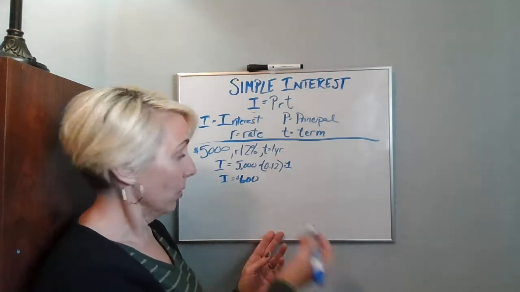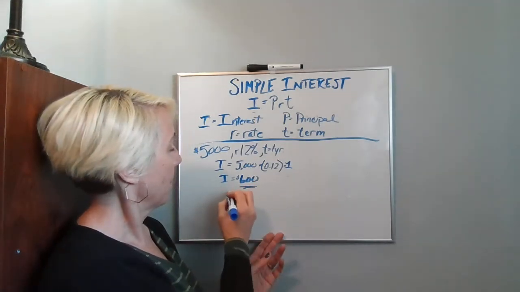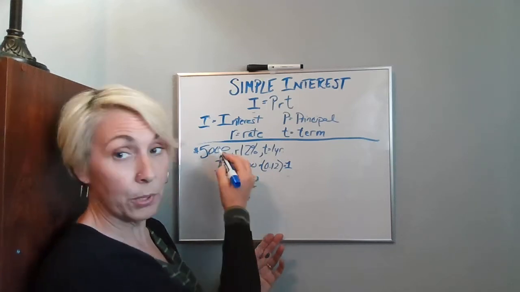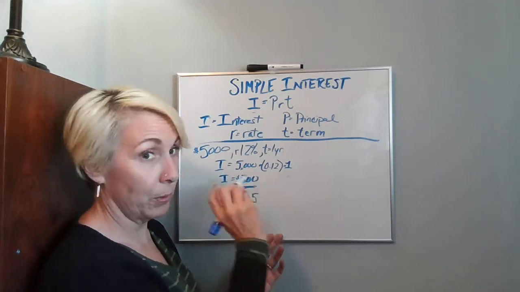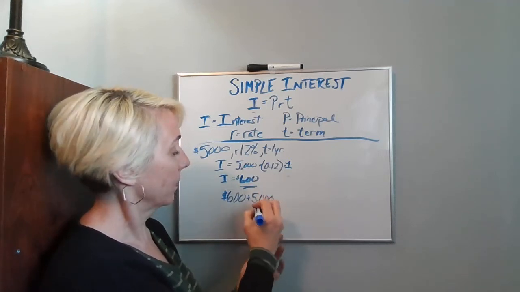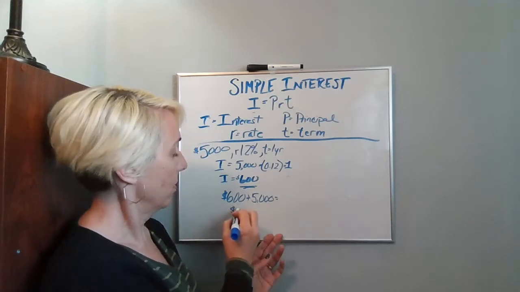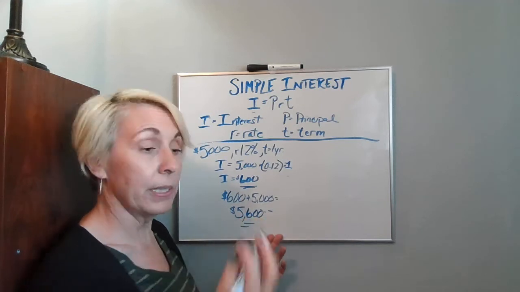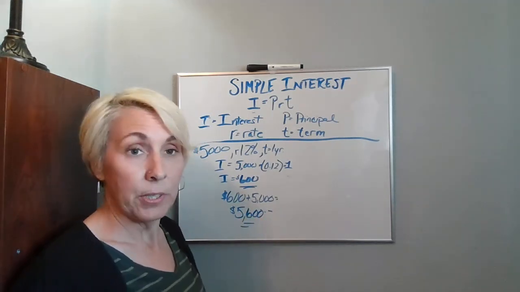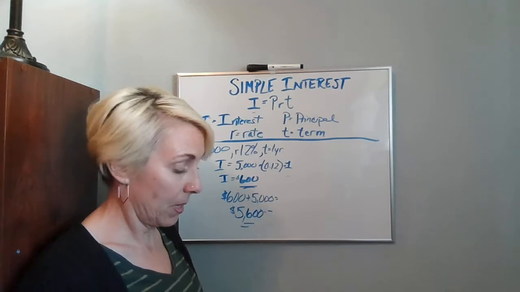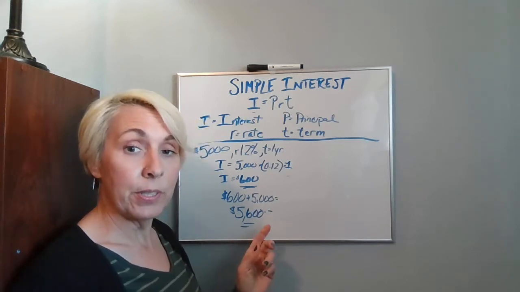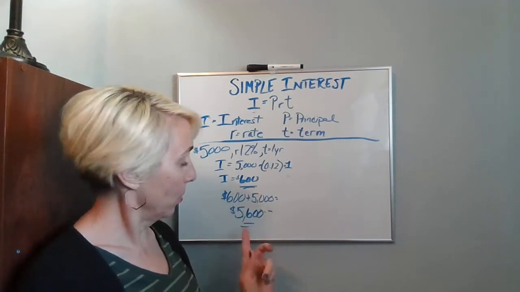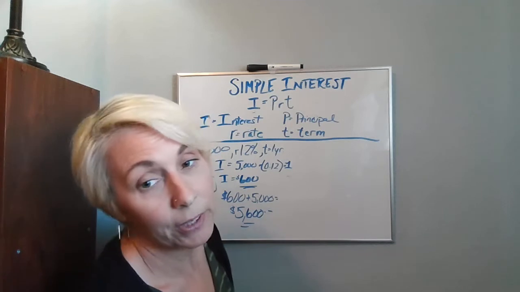So at the end of the year, if you add your interest, which is $600, to your principal amount, if you have not withdrawn anything, this equals out to $5,600. So at the end of the first year, supposing that you do not take out any money on your $5,000, the interest and the principal will add up to $5,600. So that's what you'll have at the end of the year.